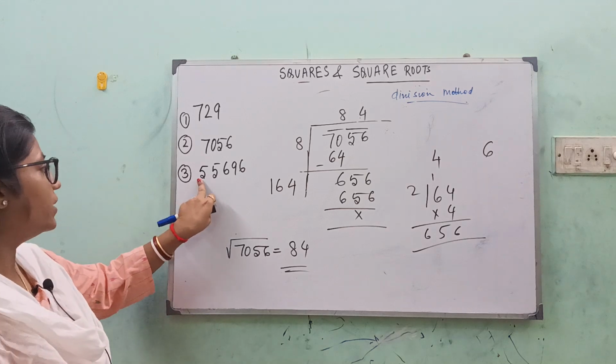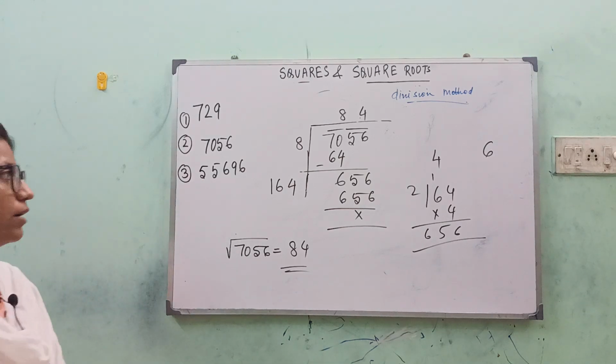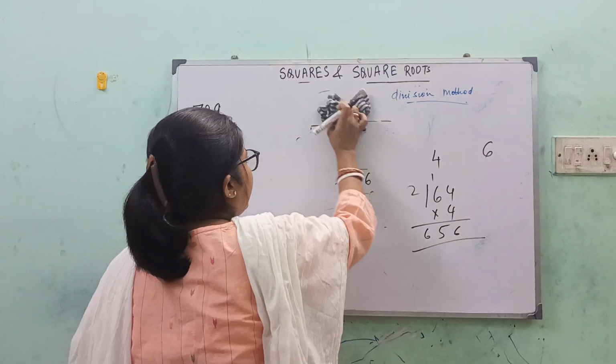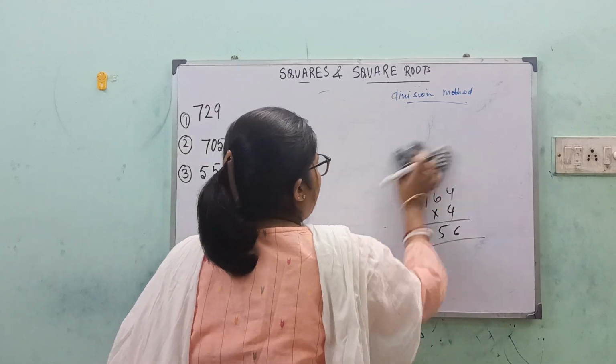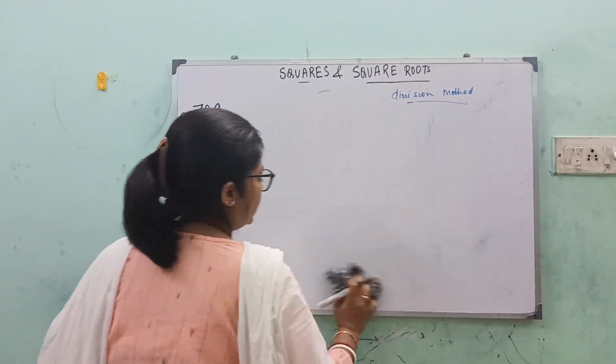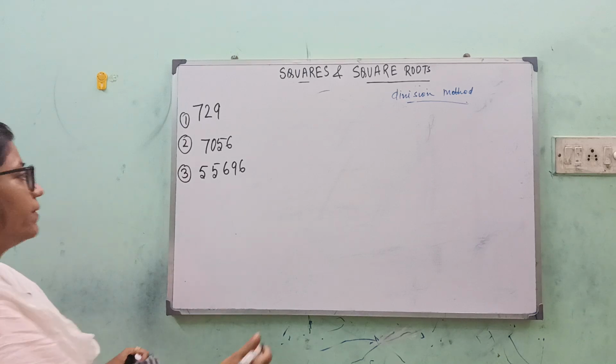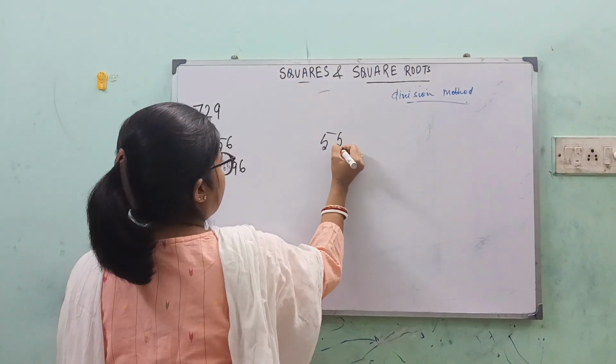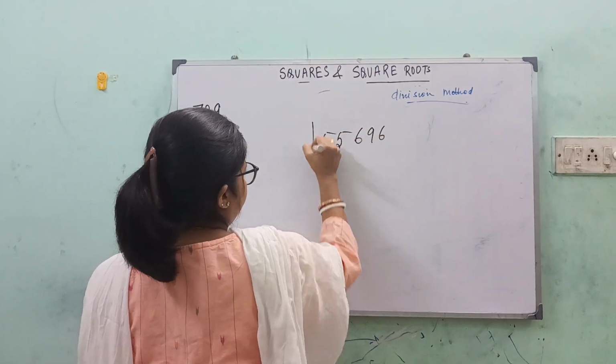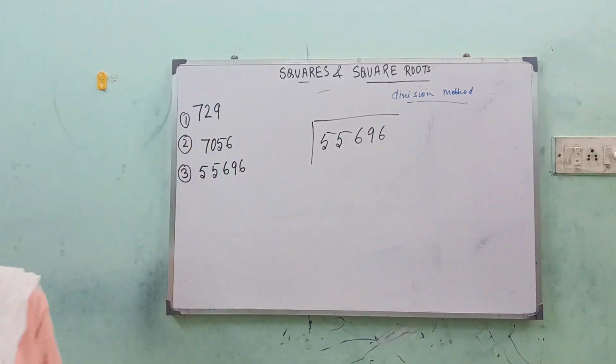Now the third question is already on the board. Take 15 seconds and finish it up quickly. Quickly. 5, 6, 9, 6. Find the square root. Quickly. Come on.